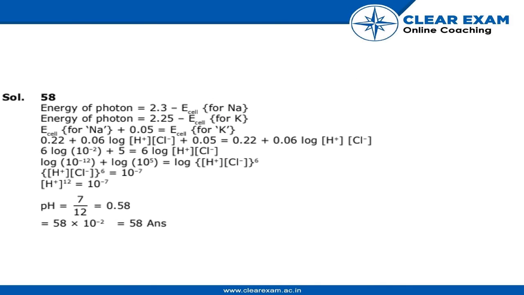We know that the energy of the photon is equal to 2.3 minus the electrode potential for Na, which comes up to be 0.22 plus 0.06 log of H plus Cl minus plus 0.05, which is equal to 0.2 plus 0.06 log of H plus and Cl minus. From this specific equation, after solving, we can find the pH is equal to 7 by 12, which is 0.58.